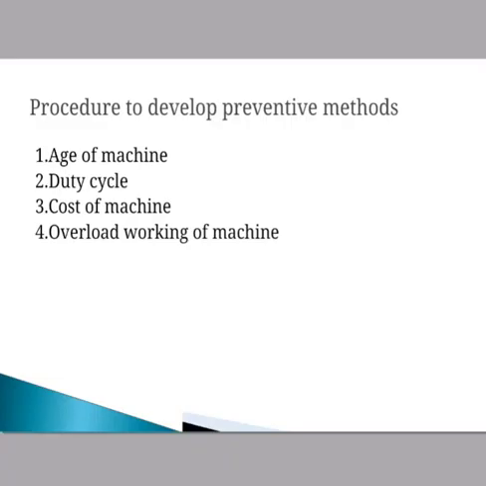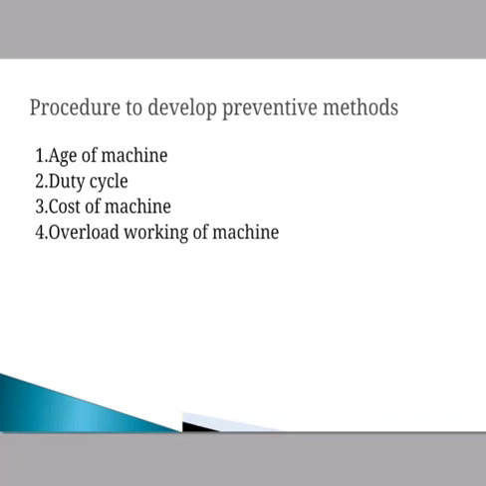Then we have to discuss the procedure to develop preventive maintenance. There are different factors. The first one is the aging of the machine, second is the duty cycle, third is the cost of the machine, and the fourth one is the overload working of the machine. First we have to discuss the age of the machine.